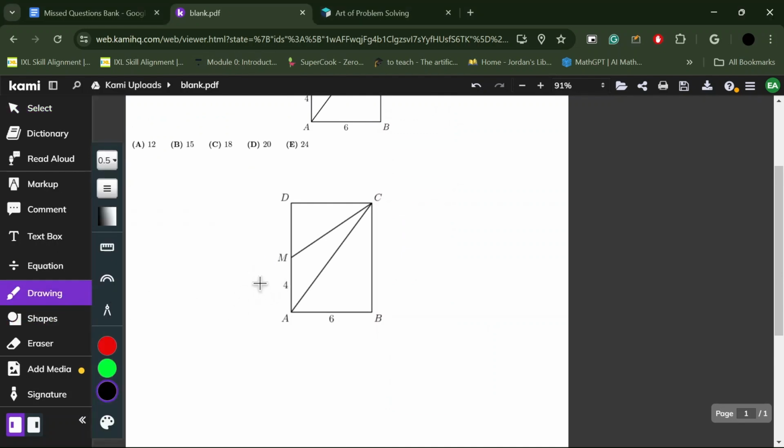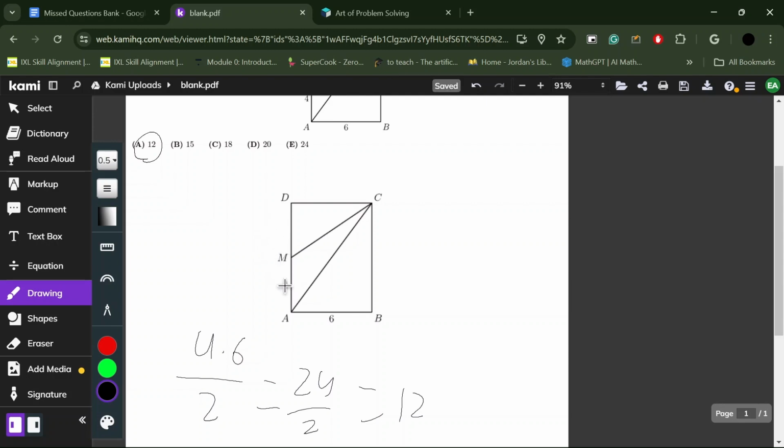Base times height, so this is 4 multiplied by the height, which is 6, and divide that by 2. That is equal to 24 over 2, which equals 12. So we know the answer is A, but I'm going to give an alternative solution.